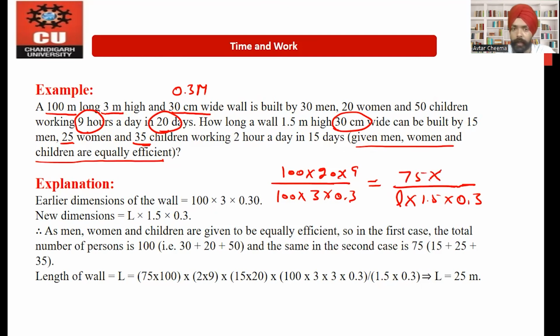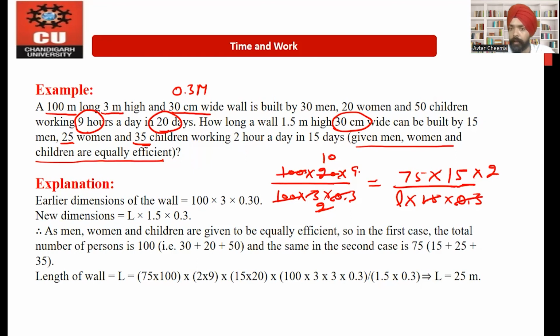Multiply by how many days they are working. They are working for 15 days. And daily they are doing 2-hour work. Right. This cancels with this one. This cancels with this one. This will be the 2. And 100 cancels with 100. 2 cancels with this one. This will be the 10.